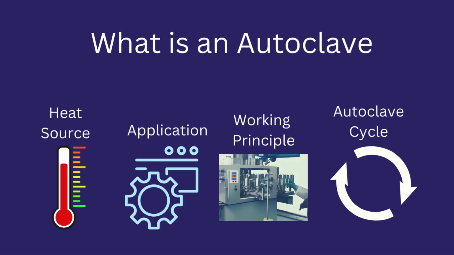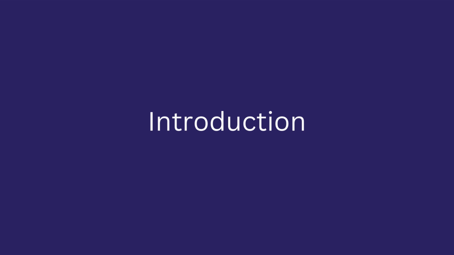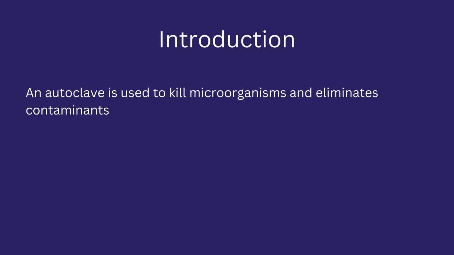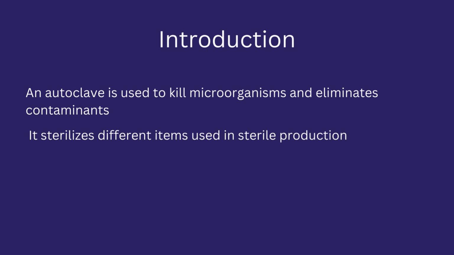What is an autoclave? Introduction. An autoclave is a critical and essential piece of equipment in the pharma industry, mainly used in the injectable department. It is used to purify items by killing microorganisms and eliminating contaminants. Its main purpose is to sterilize different items used in the sterile production process, and that come in direct contact with the product or process during manufacturing and packaging.